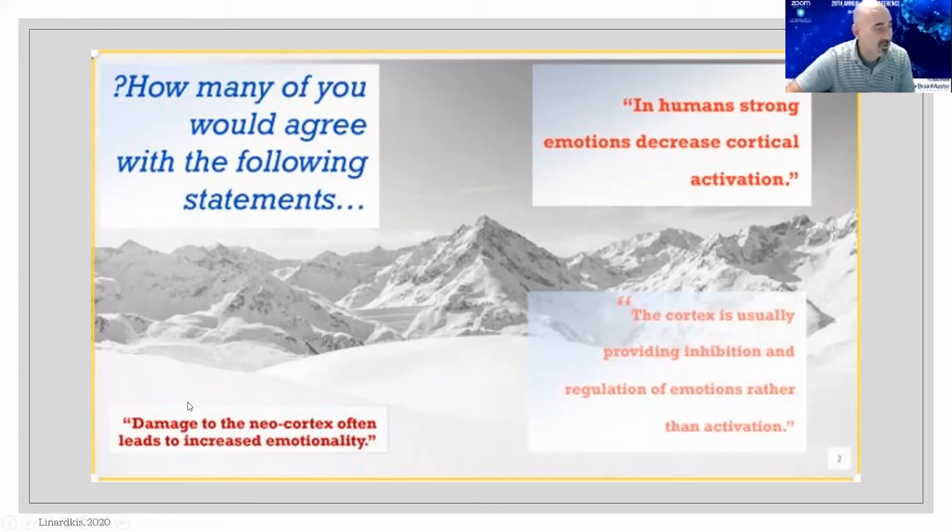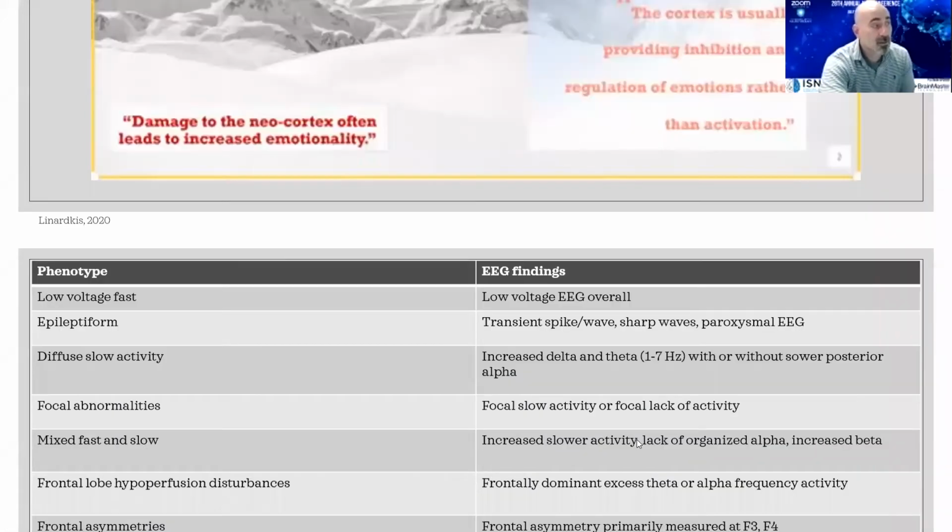Damage to the neocortex often leads to increased emotionality. If we were to ask Harry Karasidis about this, who's a neurologist and talks a lot about concussion work, he's written a book, Concussionology. Harry and I, anyway, we'll just keep on. A little more to say about that. But the cortex usually provides inhibition and regulation of emotions rather than activation. This is a true statement.